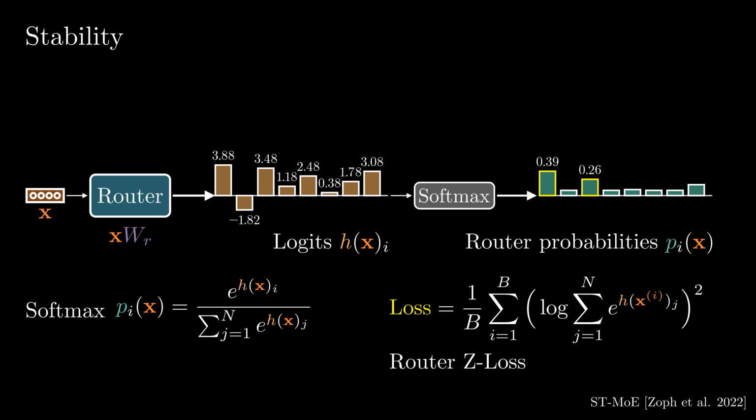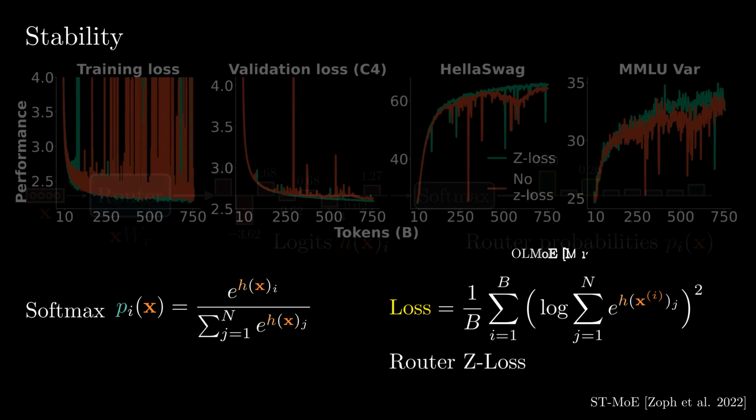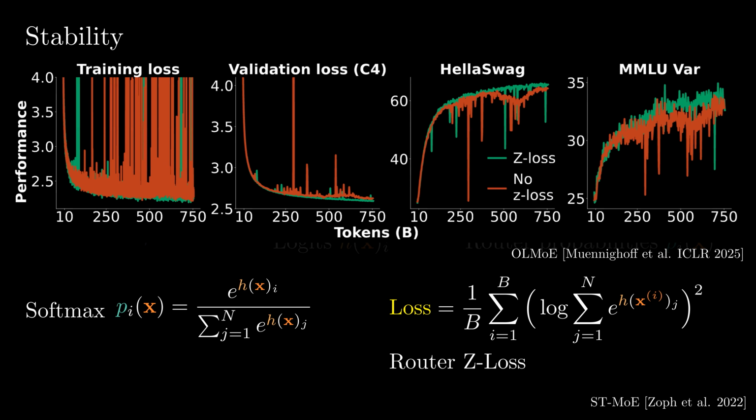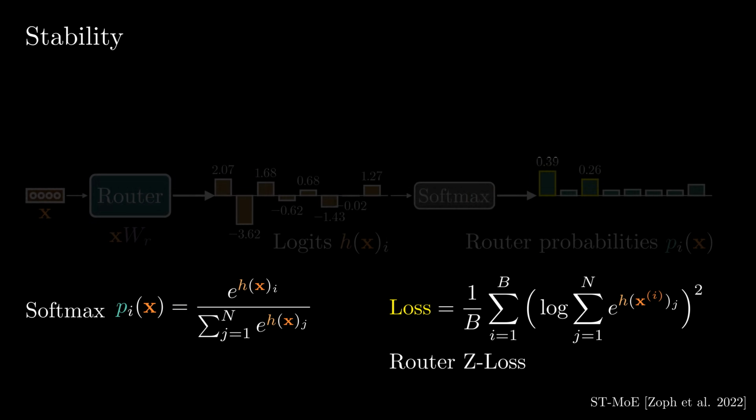The router z-loss keeps the logits centered and prevents them from drifting to arbitrarily large values. Ensuring training stability is crucial for reliably scaling mixture of experts to larger and more powerful models. Here is the controlled experiment from OLMoE. In the orange curve, we observe that without z-loss, the training curve has many loss spikes. In contrast, adding router z-loss leads to more stable training and better performance.